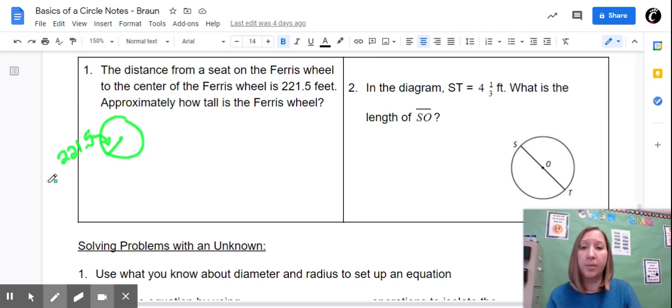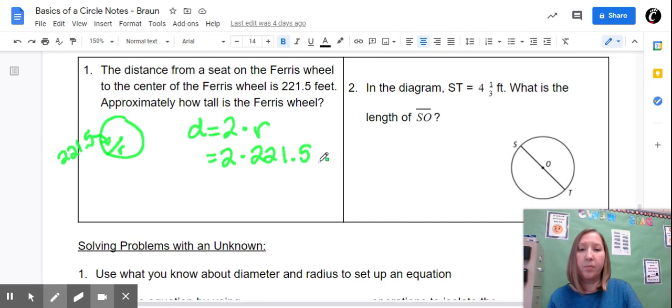Now, we want to know approximately how tall the Ferris wheel is. That means all the way across. So if this part here is 221.5, that is going to be my radius. And we know that in order to find a diameter, which is the length all the way across, we multiply our radius times 2. So to find how tall it is, we want to find the diameter, and the diameter is equal to 2 times our radius. And we just said our radius is 221.5 feet. Okay, so then all I have to do is multiply. I'm going to multiply 2 times 221.5, which I can just multiply out over here.